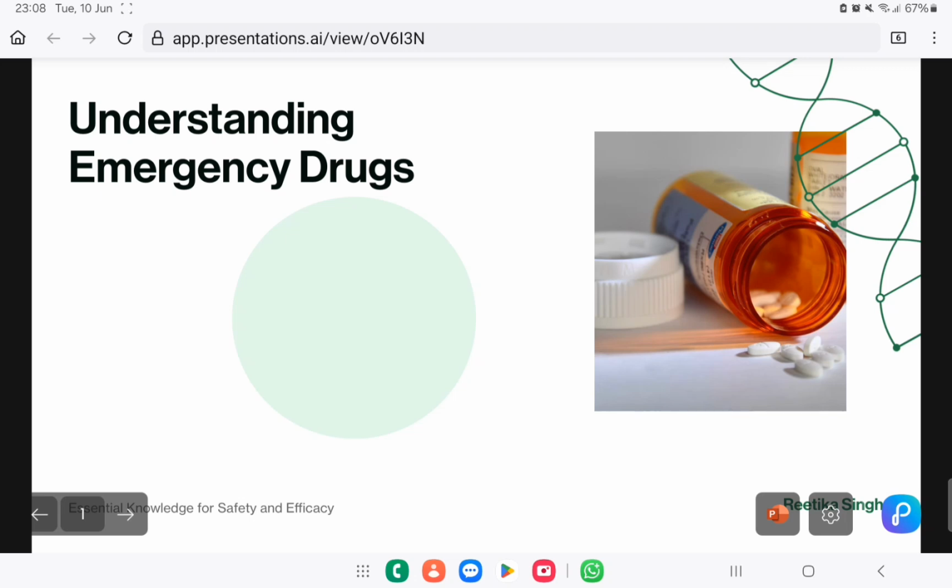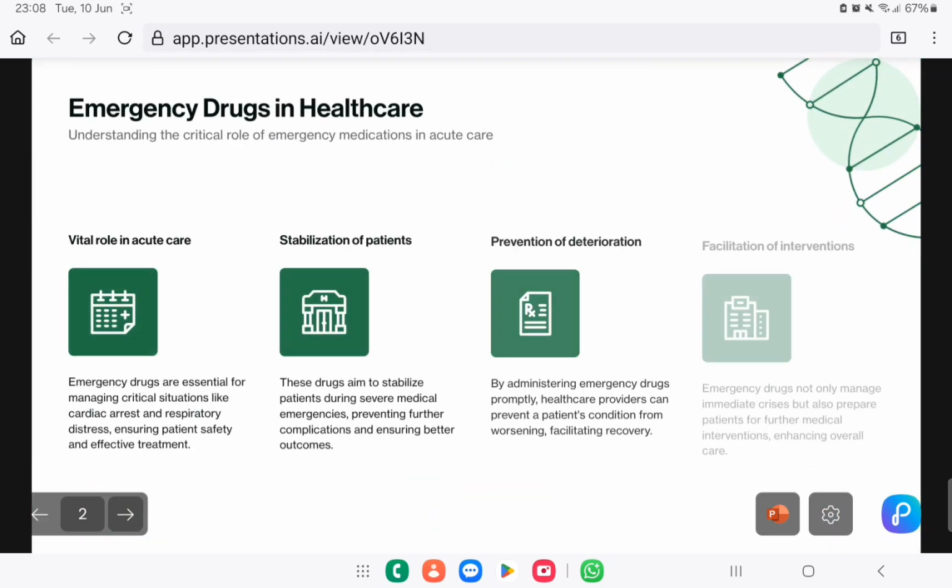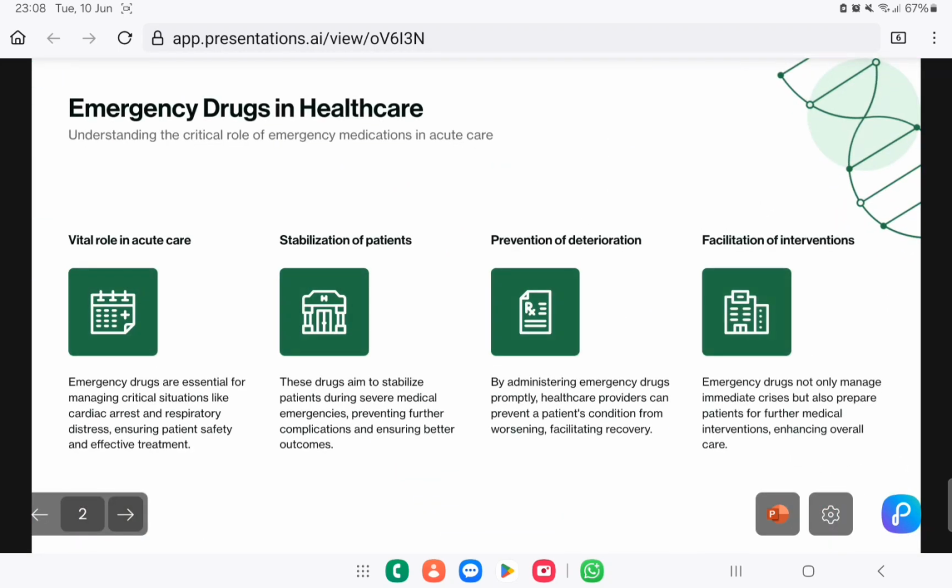Today we are talking about something called emergency drugs. Let's break it down simply so you can stay sharp and respond fast. Emergency drugs in healthcare: understanding the critical role of emergency medications in acute care. They play a vital role in acute care: stabilization of patients, prevention of deterioration, and facilitation of interventions.